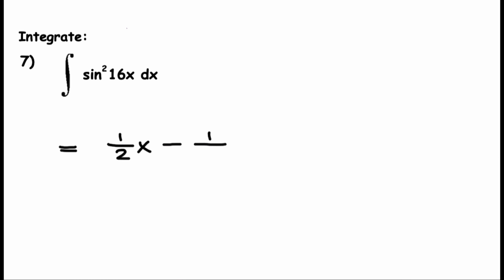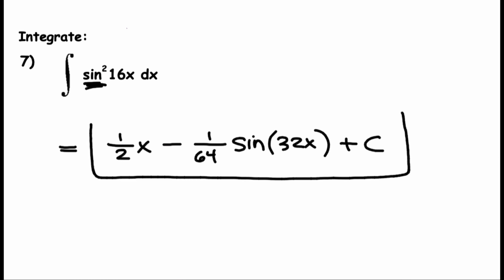This time it's 1 over 4 times 16. That'll be 1 over 64. This is always sine, regardless of whether that's sine or cosine squared. But it's not 16x, it's double. It's 32x. Plus c. And that's the answer. And it's the answer because I've memorized the form.